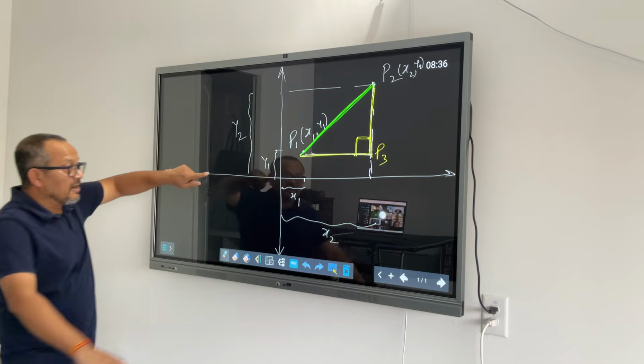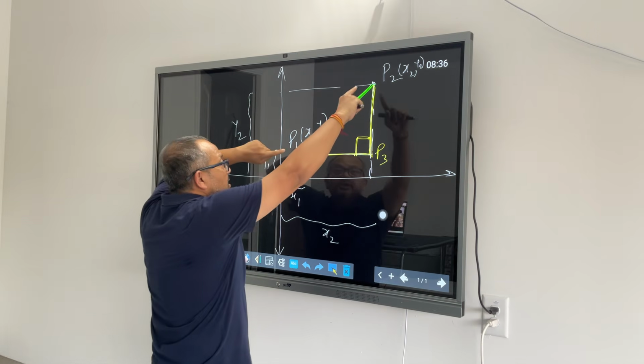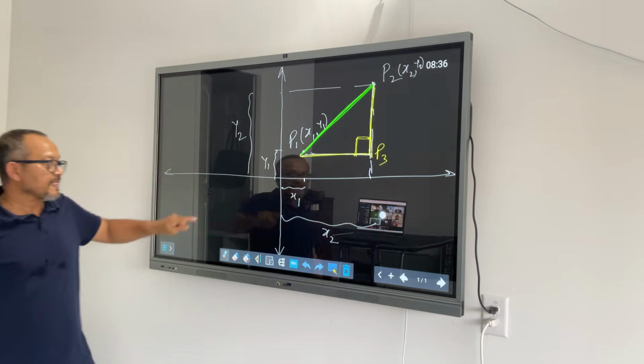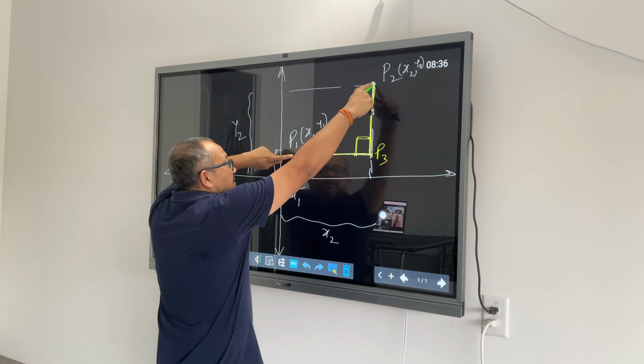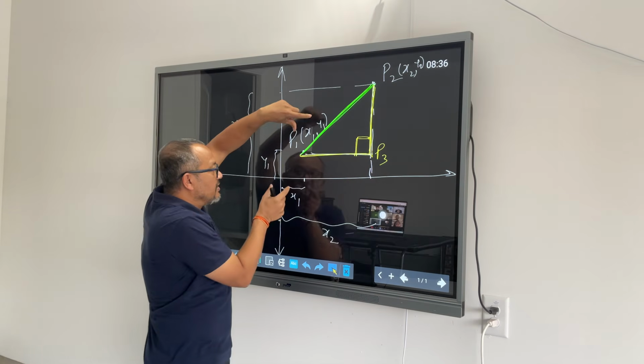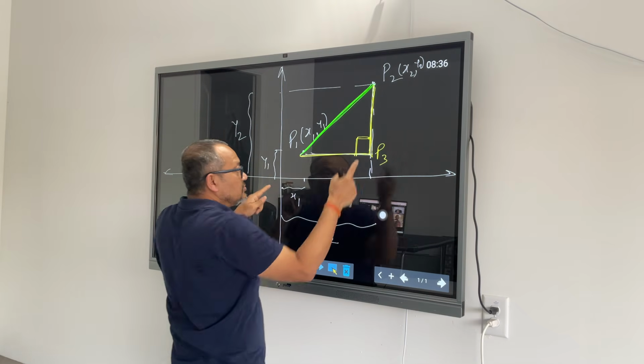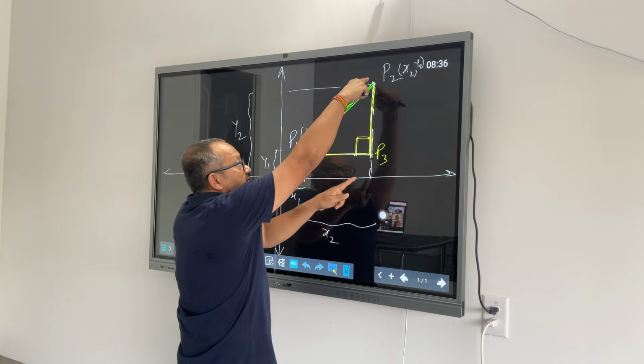So I'll just repeat my story, okay? If it takes a little bit longer to digest, let that investment happen. That's okay. These are 2 points P1 and P2. This has coordinates x1, y1. So this distance is x1, this is y1. This point has coordinates x2, y2. So this distance is x2, and this distance is y2.